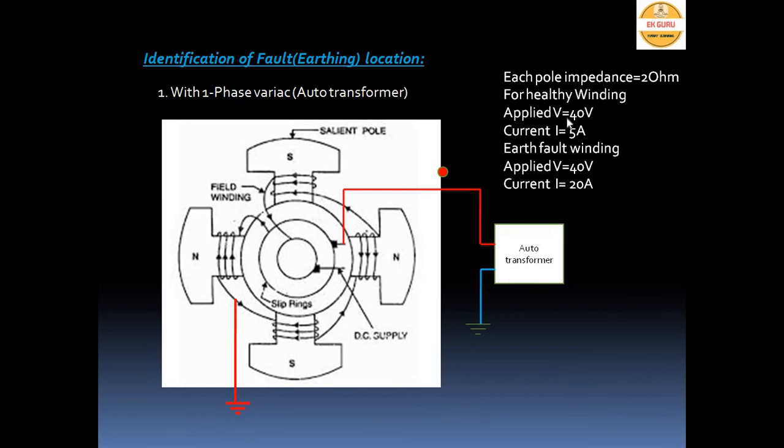So this voltage is 40 volts and 5 amps. These are the readings when the neutral is connected to the other end. If the neutral is connected to the other end, all 4 poles are included, so the total impedance is 8 ohms, as 4 poles are connected in series. The applied voltage is 40 volts, so 40 by 8, we get 5 amperes.